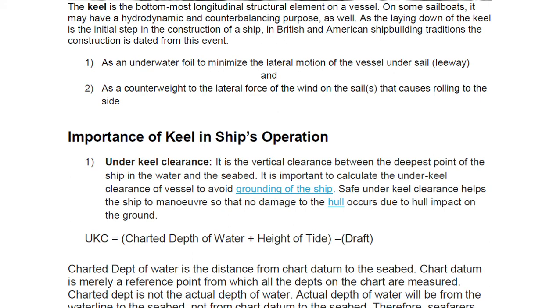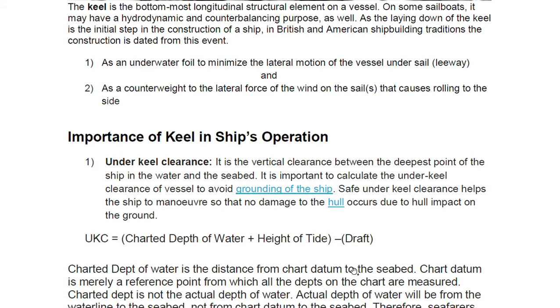Safe under keel clearance helps the ship to maneuver so that no damage to the hull occurs due to hull impact on the ground. So there is no hull impact. You must have heard that many ships are grounding, and many ships are not coming to the port, they stay far away. Why? Because the under keel clearance is very small, the depth of water is less.